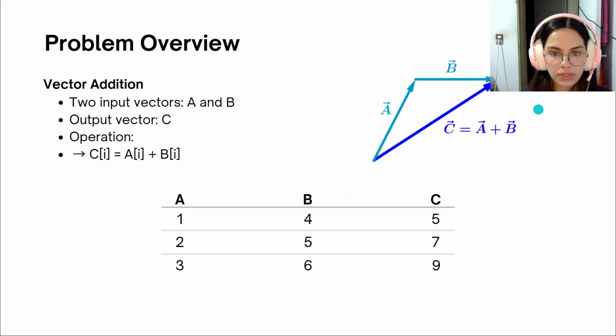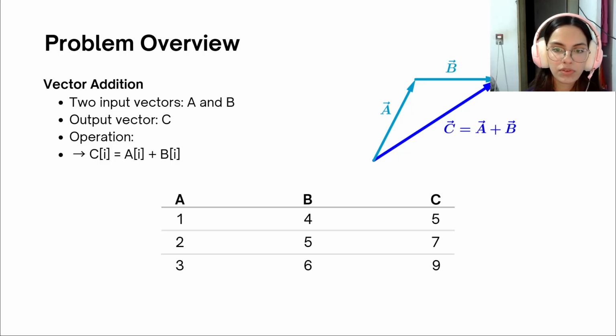So, the problem consists of adding two vectors, A and B, to produce a third vector, C. Each position of the result vector is computed by summing the corresponding elements following the rule C[i] = A[i] + B[i]. For example, if A is 1, 2, 3 and B is 4, 5, 6, the resulting vector C will be 1 plus 4 is 5, 2 plus 5 is 7, 3 plus 6 is 9. And that's it. It is a simple problem, but you can apply the parallel approach.